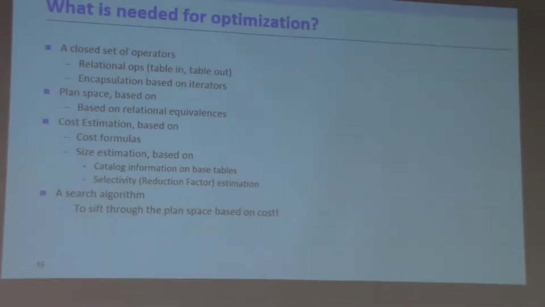You have an exponential number of equivalent plans in a given plan space. That being said, you need a search algorithm to quickly prune away a large number of plans and narrow down to just a small set of plans. Then for that small set of plans, you estimate their cost and select the best among them.